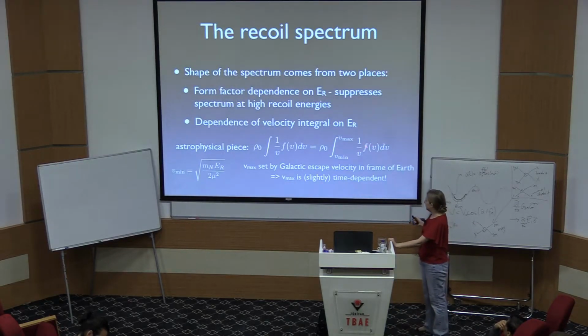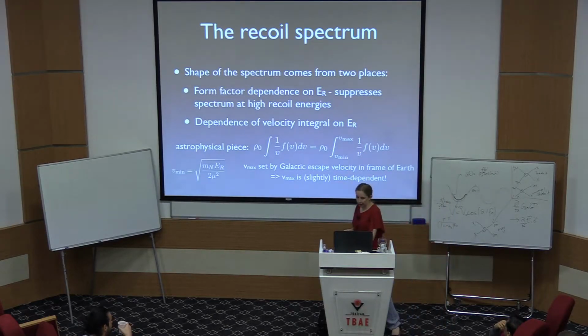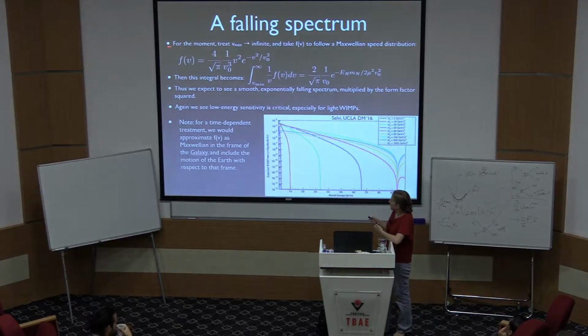This is what that integral looks like if we write out the limits explicitly. The maximum velocity is set by the galactic escape velocity. The minimum velocity is set by the recoil energy that you're looking at. This is the standard assumption used to set those limits that we looked at: that the dark matter velocity distribution just looks like this object. This is now a Gaussian integral.